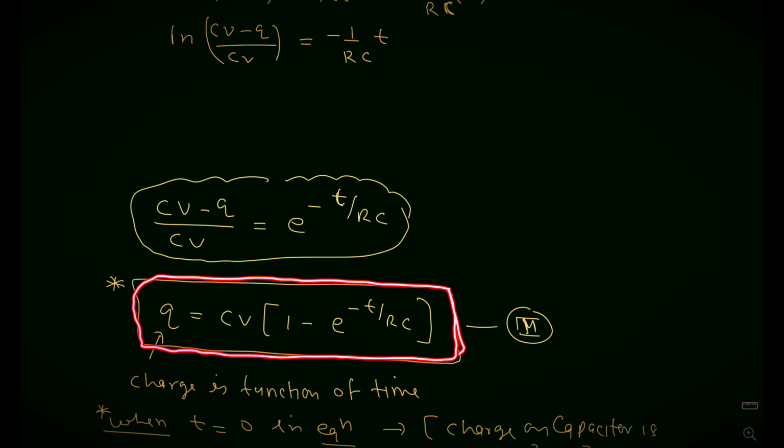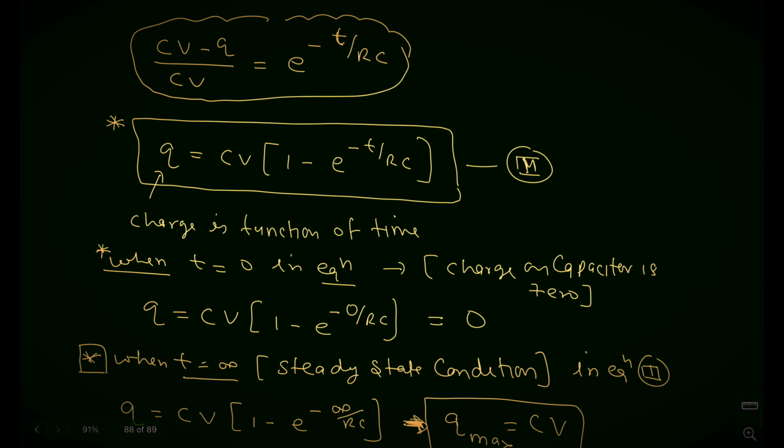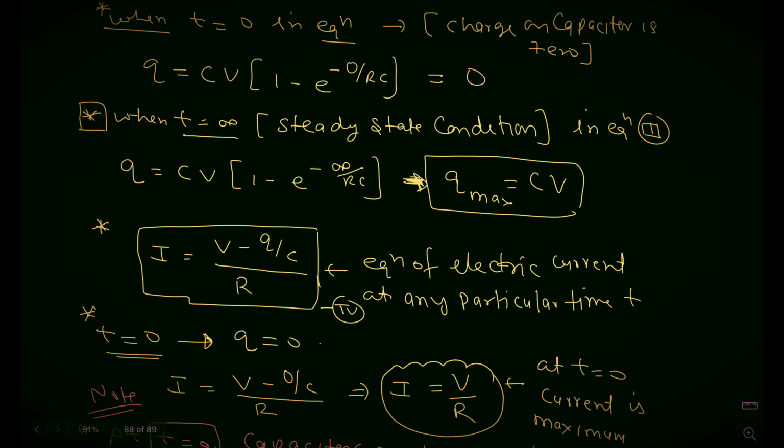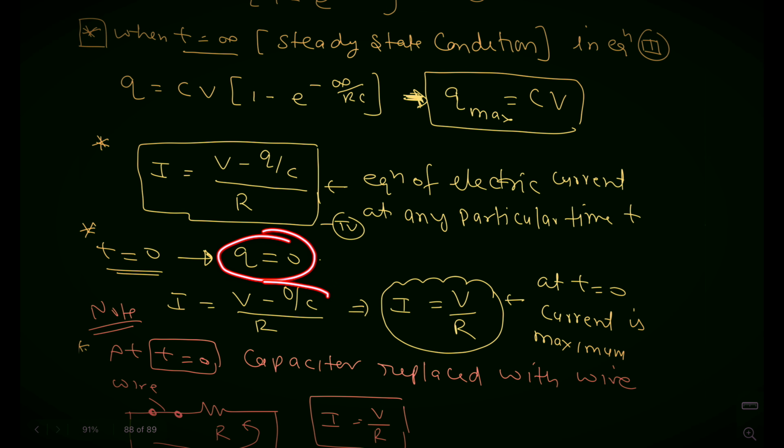That is the charge equation at time t. Now charge is a function of time t. When t equal to 0, the charge on the capacitor becomes 0; you can check with this also. Initially the capacitor is discharged. T equal to infinite means that stage is known as the steady state condition, the charge becomes maximum in the capacitor, completely charged. Now I am going to check at t equal to 0. Then I place the Q value in the instantaneous current, and we get the current is maximum at t equal to 0.